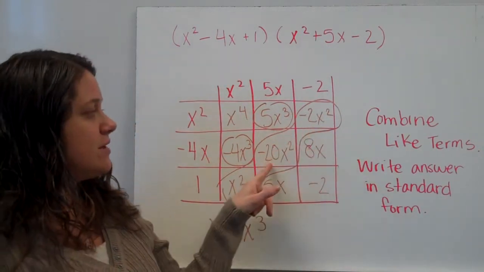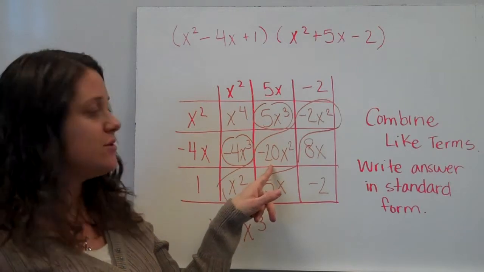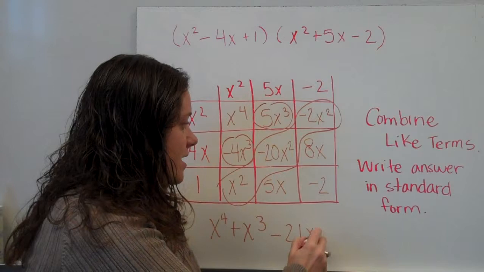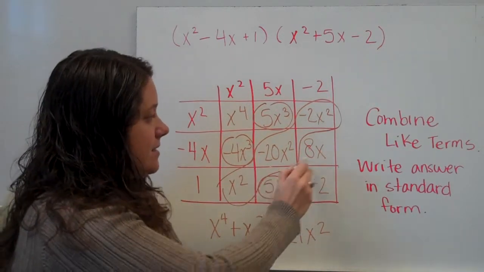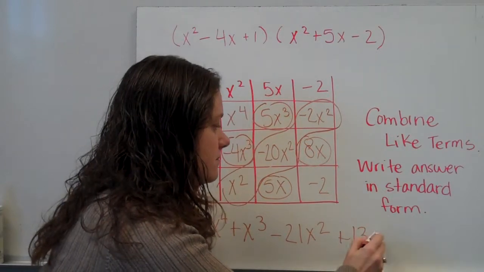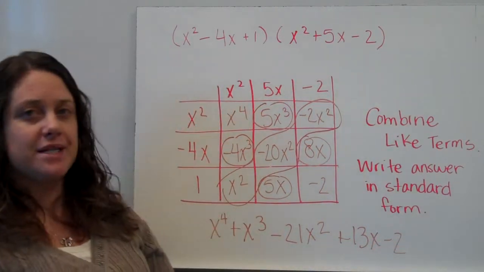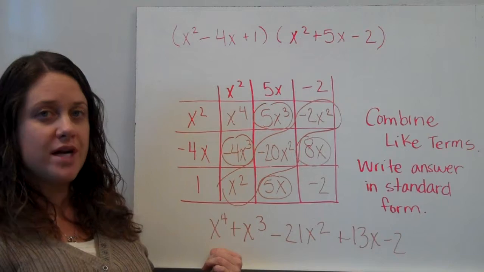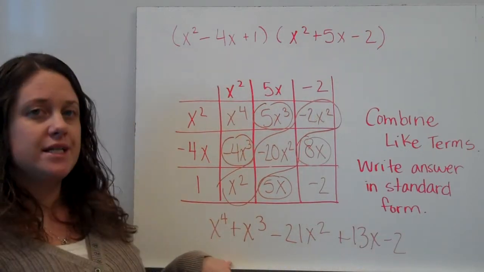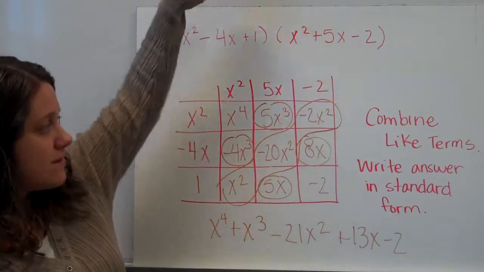So I have negative 2 and negative 20, that's negative 22, and a positive 1, so negative 21 x squared. Then here's my x's. 5 and 8 is 13. And then minus 2. So my lead coefficient here is 1. I have it in standard form, and my highest degree is 4, so this is a degree of 4.